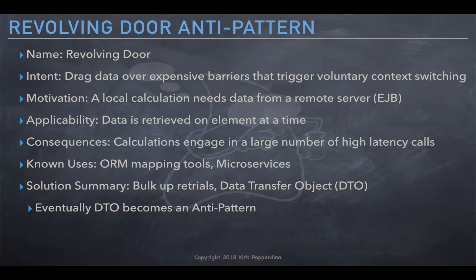And I'll get into defining what some of these things are as we go through the talk. So the motivation is a local calculation needs data from a remote server. This is like EJB. What happened is that the client would need bits of data. So it would say, get X, get Y. The applicability is the data is retrieved one element at a time. And the consequence is the calculations engage in a large number of high latency calls.